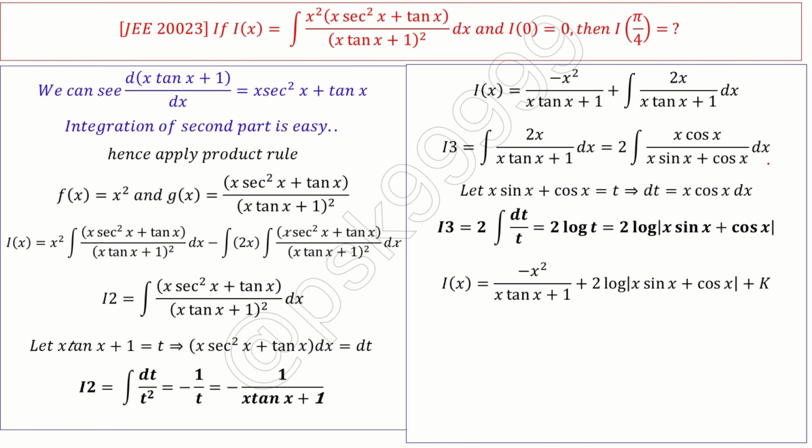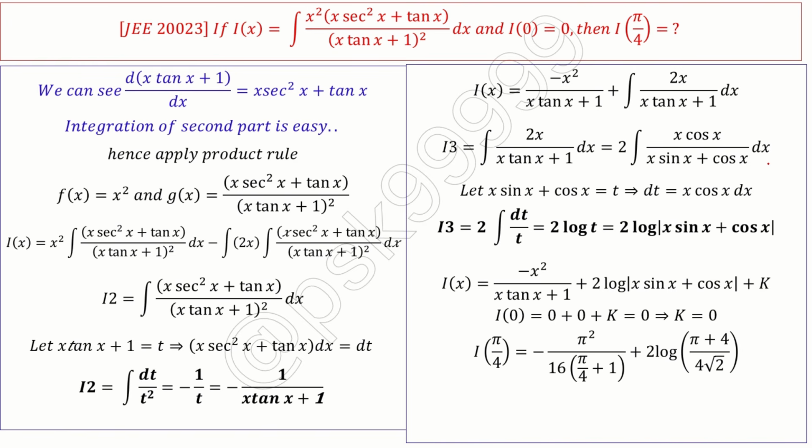Now substitute I(0). If it is I(0), all the terms become 0, which means the constant k is 0, so there is no constant basically. So I(π/4) is nothing but minus π²/16 into π/4. tan π/4 is 1. So π/4 into 1 plus 2 log of (π + 4) by (4√2). Okay, so this is the total integration value.